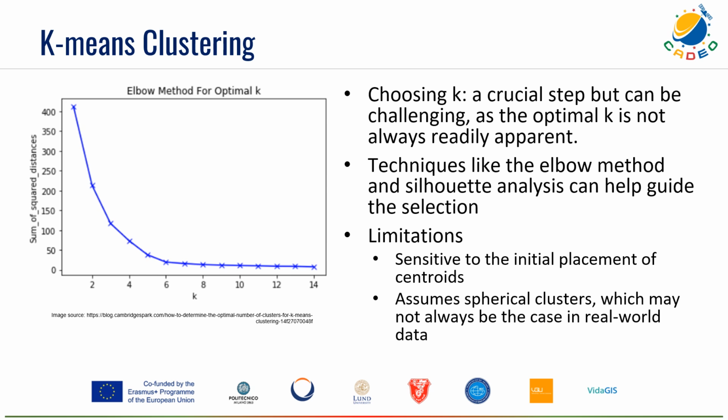Choosing a case is a crucial step but can be challenging, as the optimal case is not always readily apparent. Techniques like elbow methods and silhouette analysis can help guide the selection. The limitation of K-means clustering is that it is sensitive to the initial placement of centroids and assumes spherical clusters, which may not be the case in real-world data.